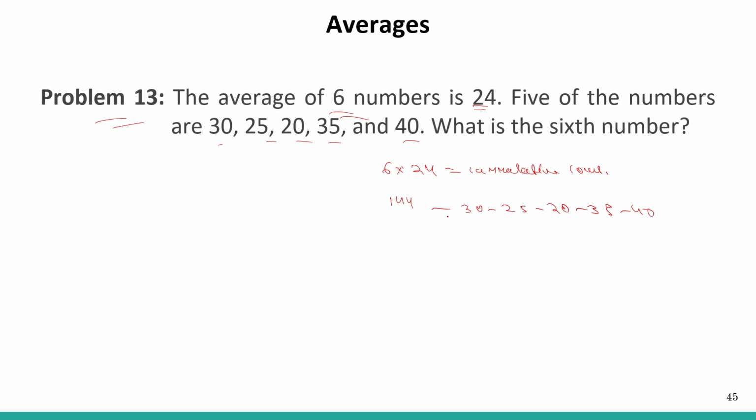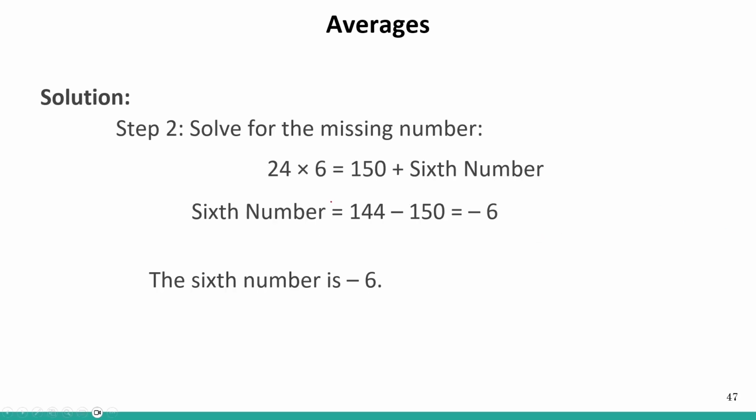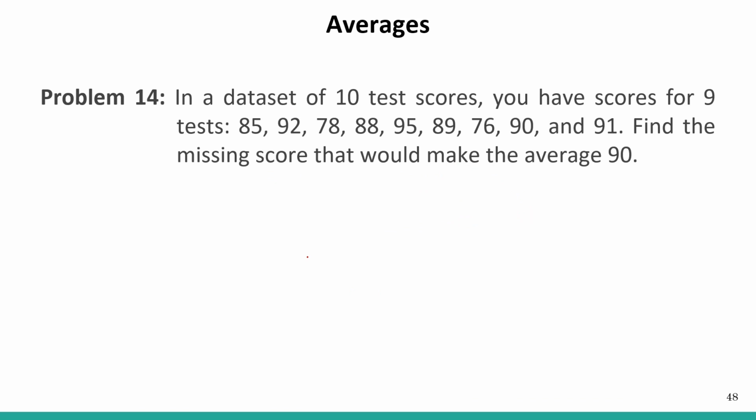Okay. So what is the sixth number? So let's see. So find the sum of the given numbers, that is 30 plus 25 plus 20 plus 35 plus 40 is equal to 150. Okay. Sum of the numbers is 150. Solve for the missing number. So 24 into 6 is equal to 150 plus sixth number. So sixth number will be nothing but 144 minus 150 is equal to minus 6. So the sixth number is actually minus 6.